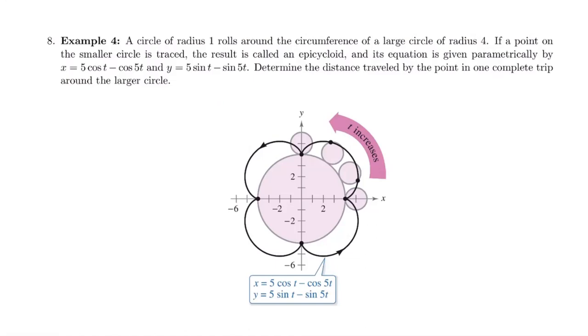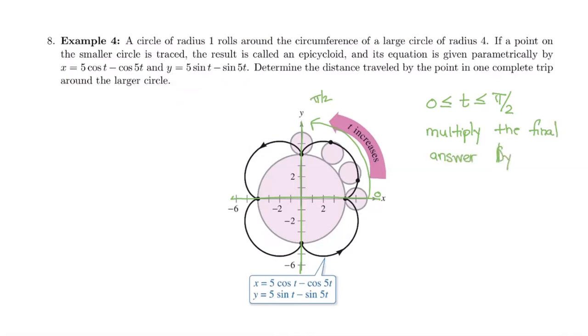The first thing to observe is that we are symmetric around the y-axis, and we are also symmetric around the x-axis, which means that I could go from 0 to pi over 2, and that would be a fourth of the total area that has been traversed. So I'm going to set my bounds to go between 0 and pi over 2 and multiply the final answer by 4.